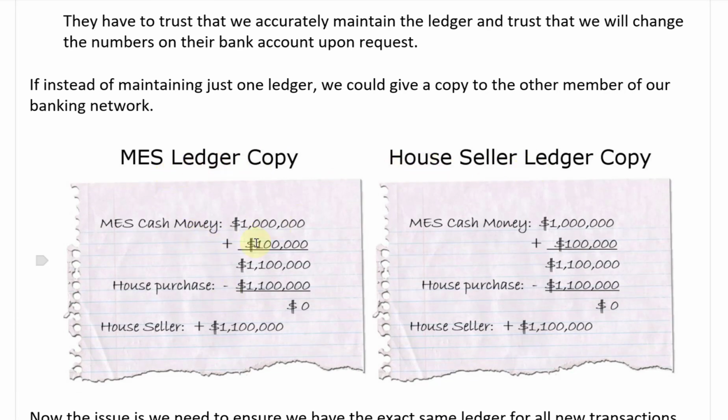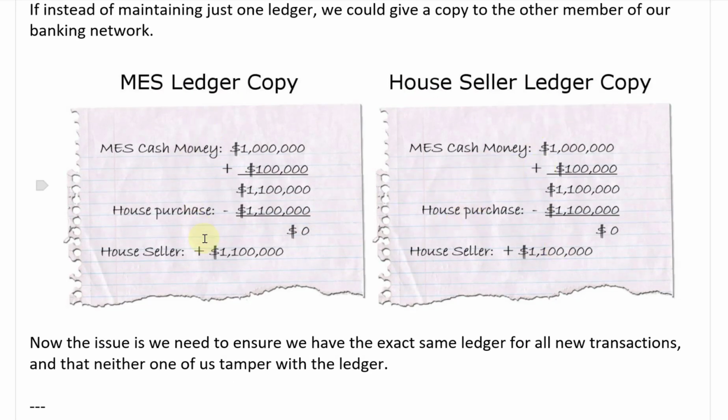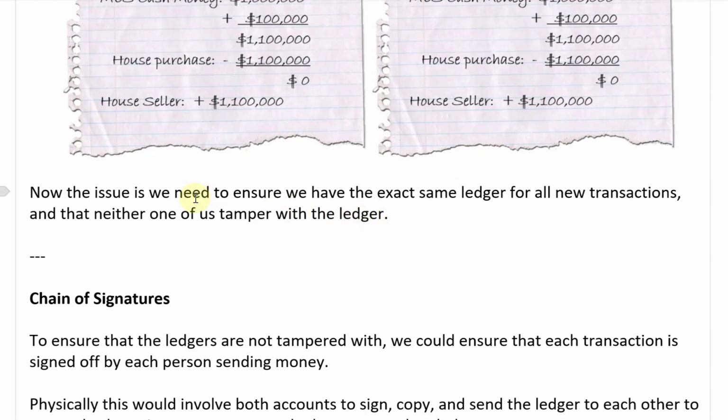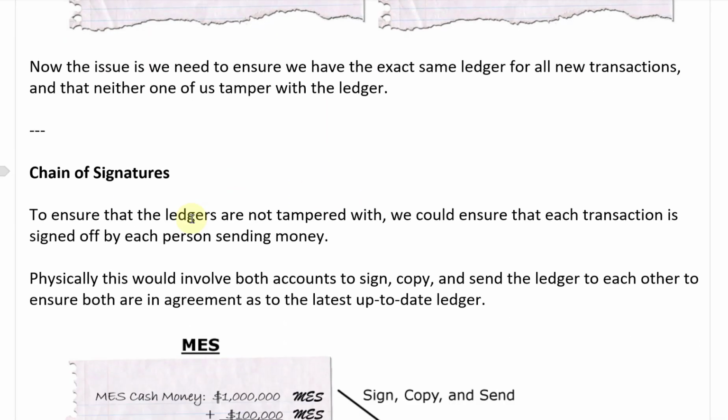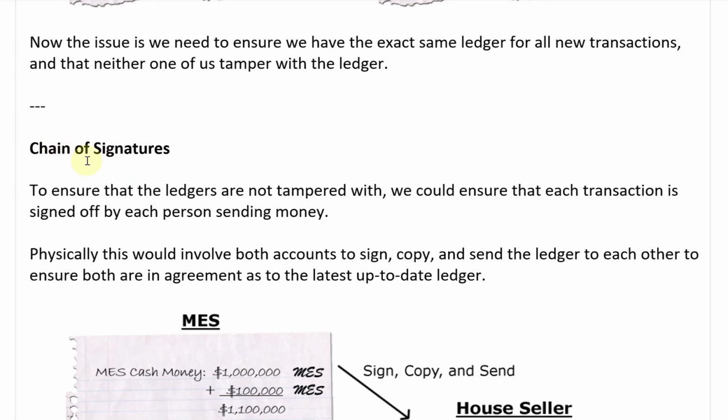So we have both copies. So now we can both see that we both have a copy of the ledger, for both banks. Now the issue is we need to ensure that we have the exact same ledger for all new transactions and that neither one of us tamper with the ledger. So let's look at a chain of signatures.